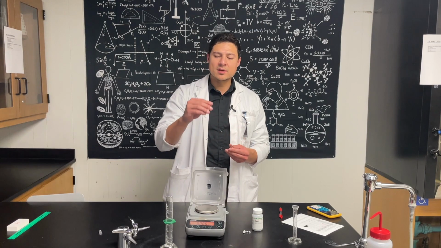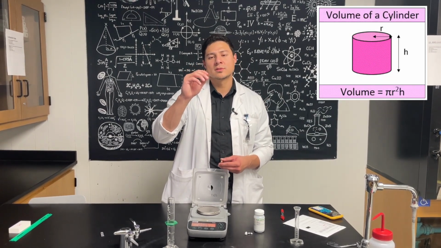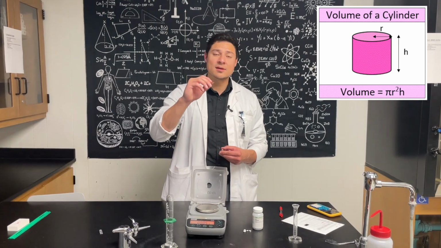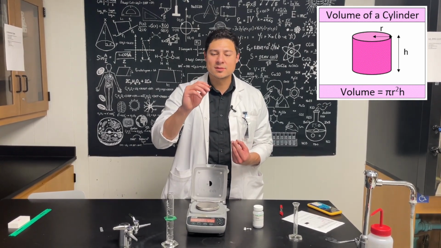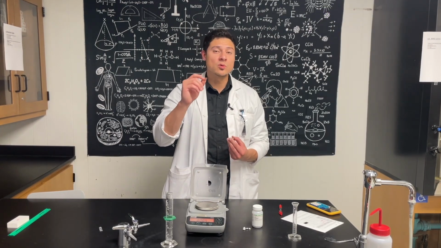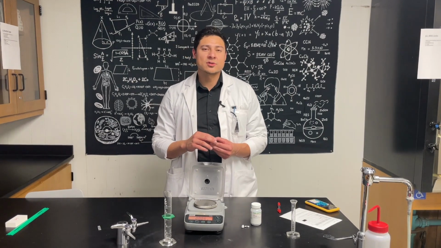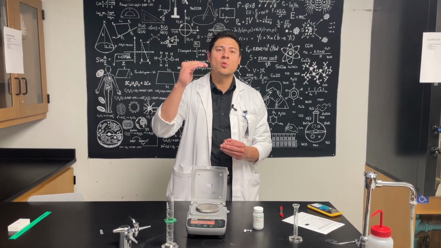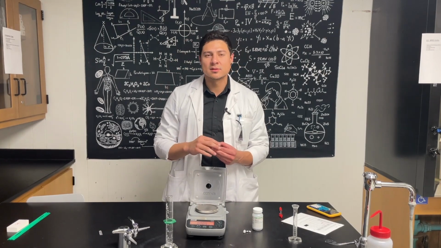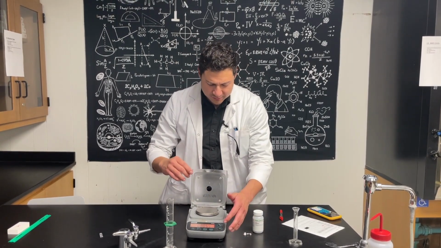Now notice a penny is a cylindrical shape. We could probably use a ruler to look at the height and the radius of the circle and determine it, but it might be a little bit too difficult to do with a ruler. So we're gonna use a water displacement method to actually find the volume by noticing how much the water rises within the graduated cylinder. So let's find the mass first. I'm gonna go ahead and zero it first.